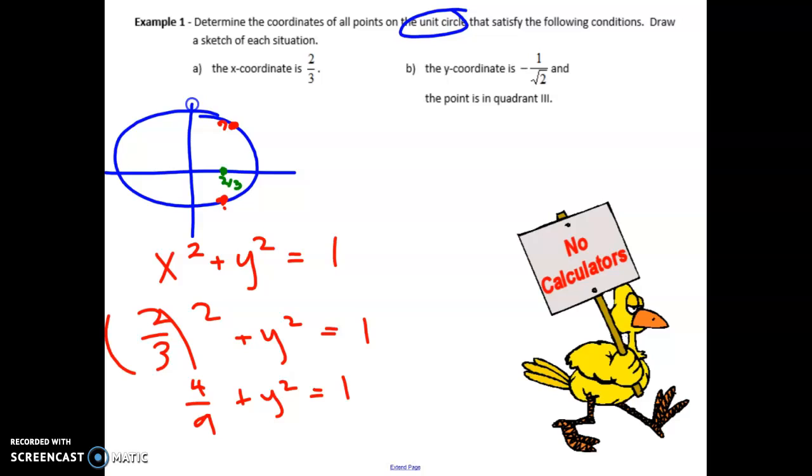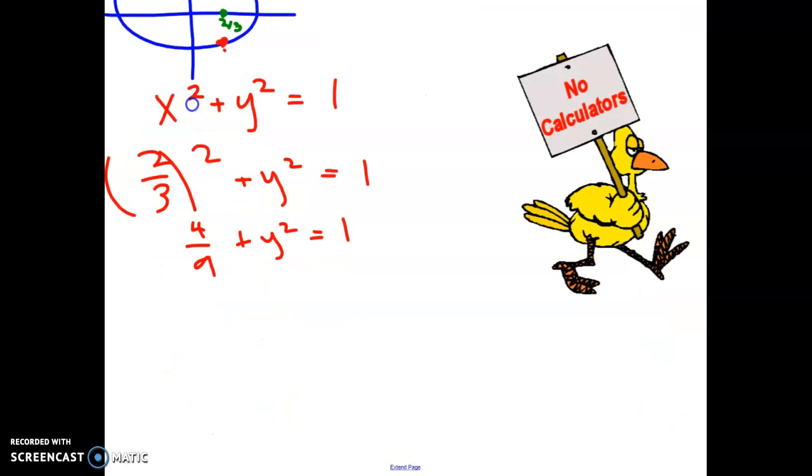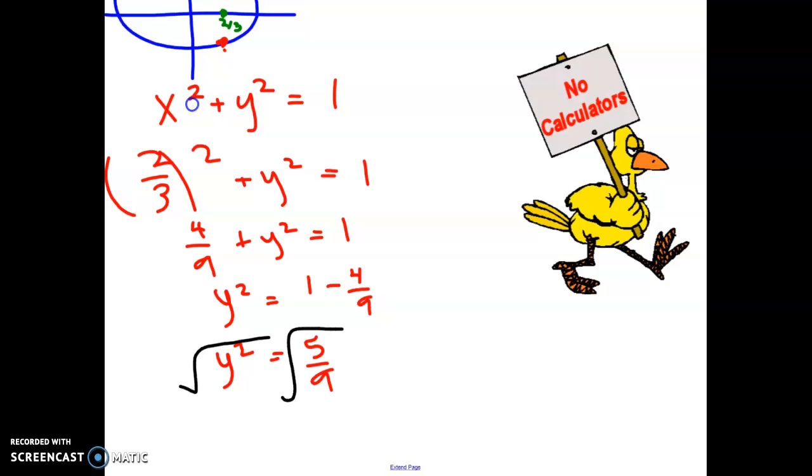And then I would subtract 4/9 to the other side. So when I subtract it over to the other side, we get y squared equals 1 minus 4/9, which is 5/9. And now how do I get rid of that square? Square root. So when I square root both sides here, you end up with the square root of 5 over the square root of 9, which is 3. So square root of 5 over 3.